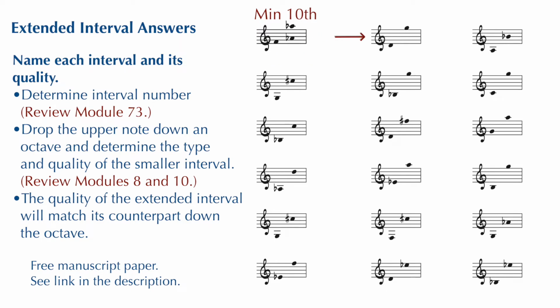Number 2, D below the staff to G above the staff. This is going to be some sort of 11th. Drop that G down an octave, and we have a perfect fourth. So the extended interval is a perfect 11th.